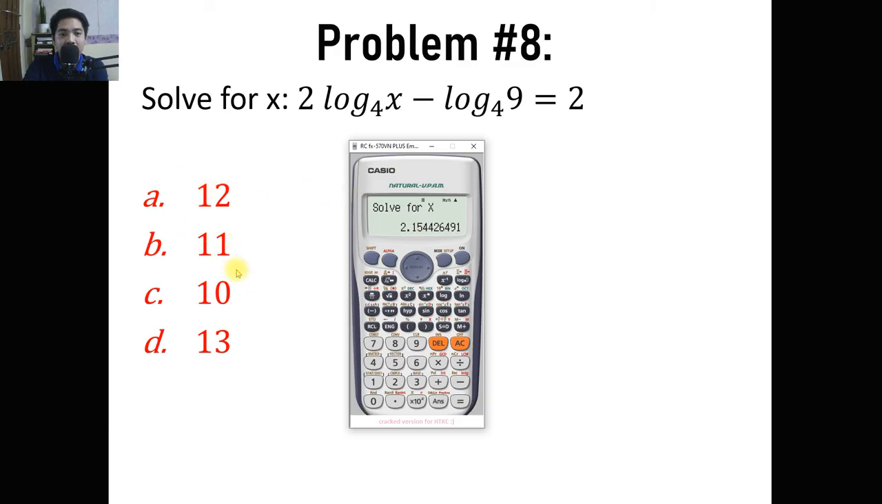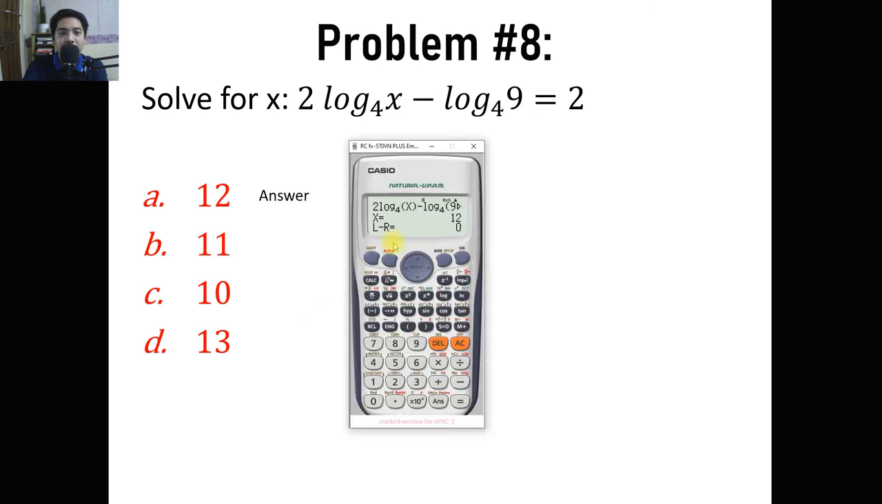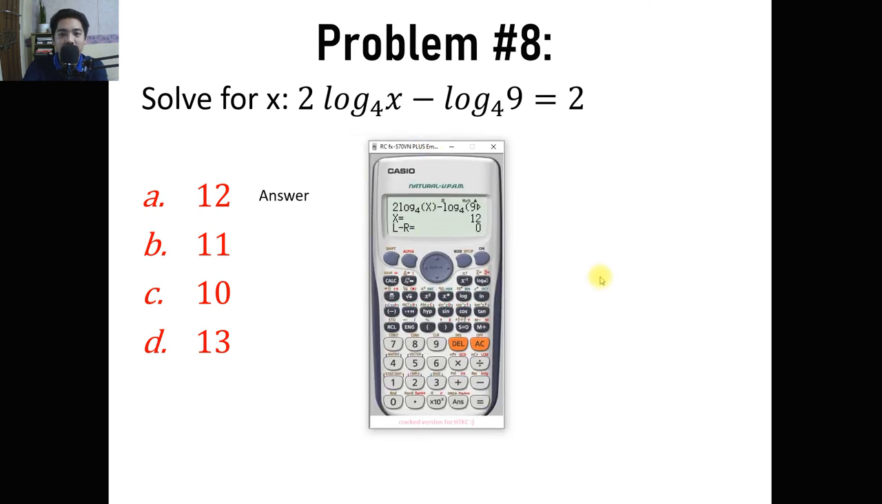So again, give an initial value of x from the choices. So we have 12. Let's try 12. The answer is 12. Let's try 11, the answer is still 12. Let's try 10, still 12. Let's try 13, still 12. So technically the answer in problem number 8 should be equal to 12.